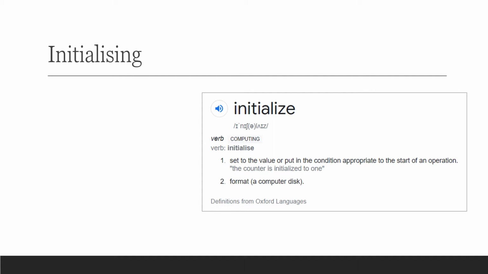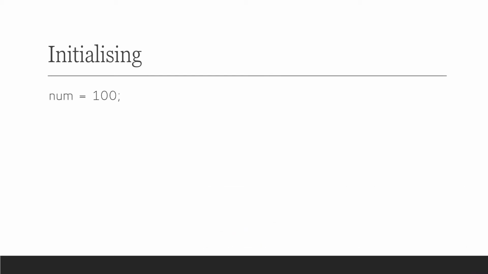The next thing you will want to do is to initialize. Now, initialize means you set to the value or put in the condition appropriate to the start of an operation. So you get something going when you initialize. So to initialize num, you could set num equal to 100. Or you could make price equal to 59.86. Or you could make flag equal to false. These are all examples of initializing the variables. You're just giving them a starting value.